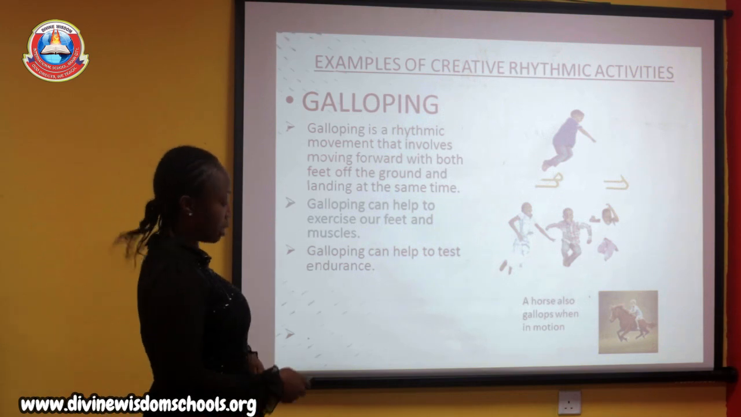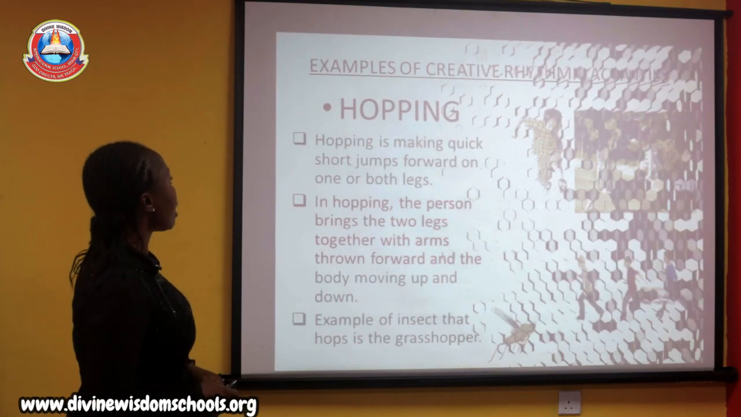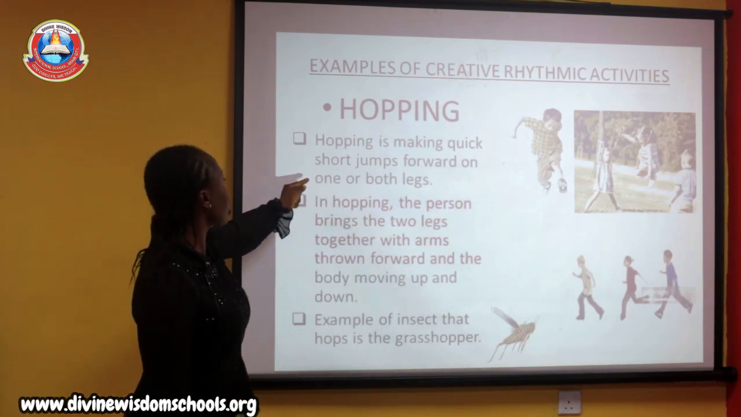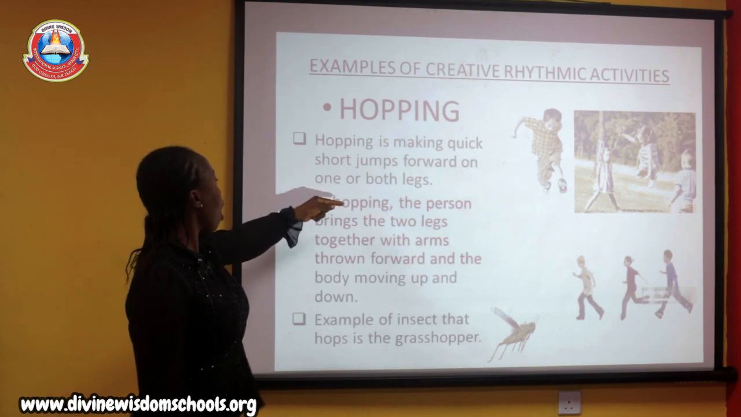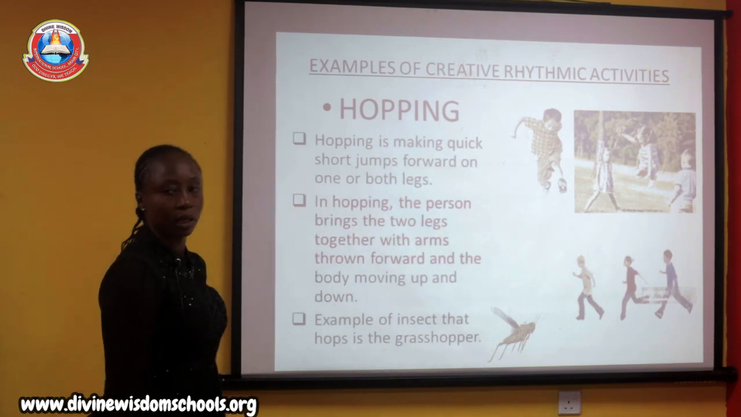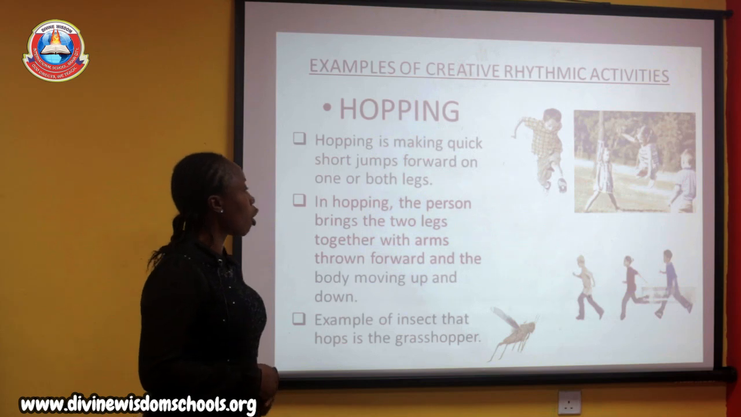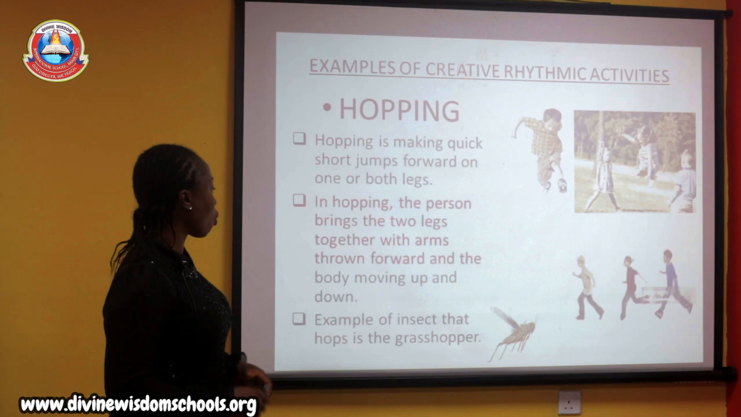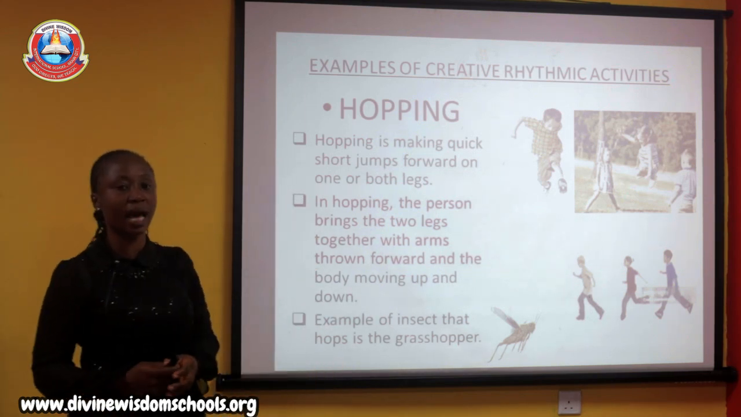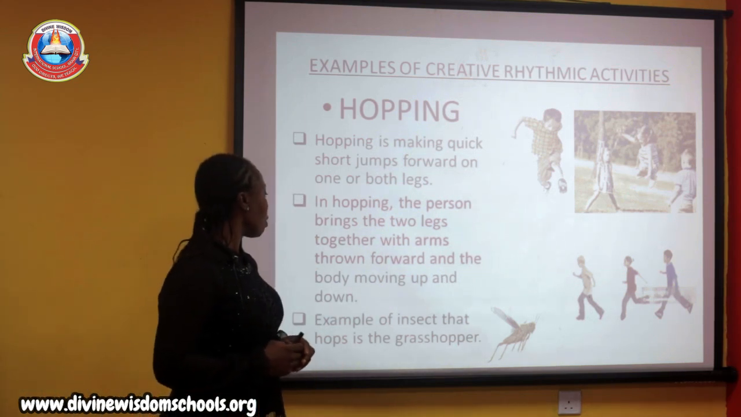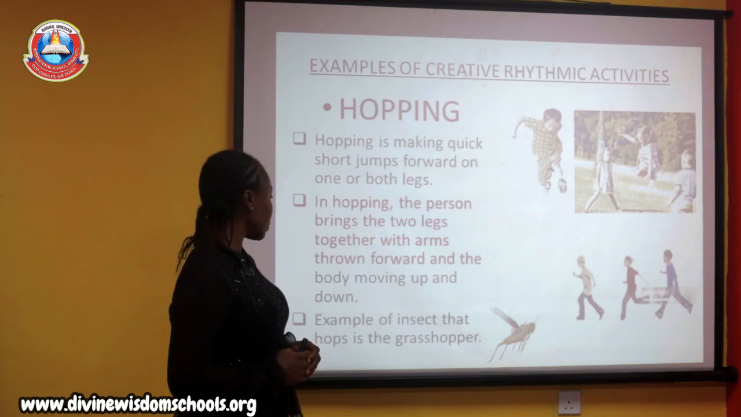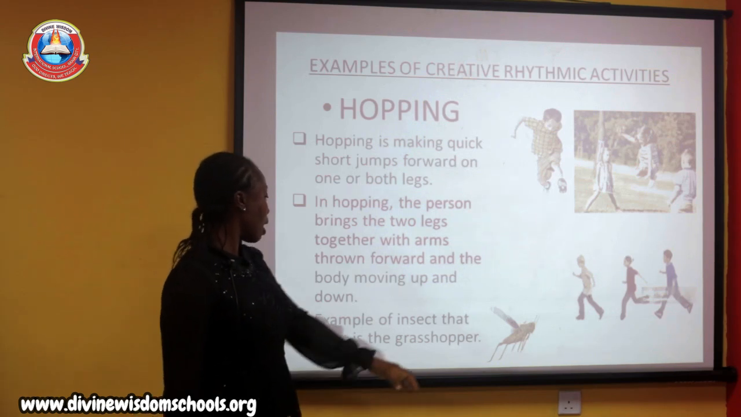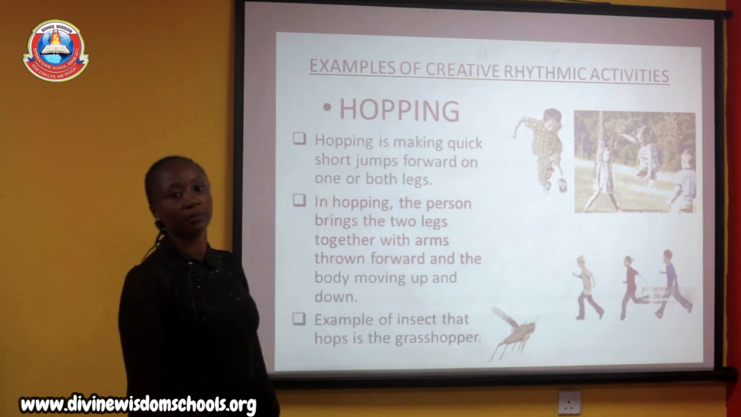Another example of creative rhythmic activities is hopping. Hopping is making quick short jumps forward on one or both legs. When you are making quick short jumps with one leg forward and the other following, that is what we call hopping, and it's an example of creative rhythmic activities. An example of an animal that hops is our grasshopper.